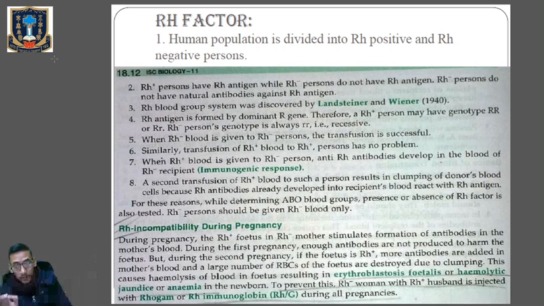So at first pregnancy, enough antibodies will not be produced in the mother's body or in the mother's blood to fight against the Rh positive antigen. So there will be no harm to the fetus during the first pregnancy. There will be normal delivery without any complications.